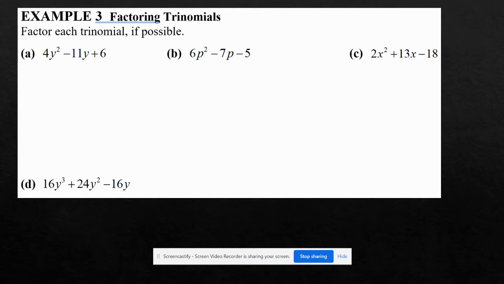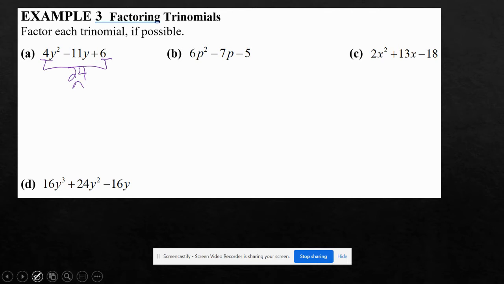Starting with example 3a, 4y squared minus 11y plus 6. Do we have a greatest common factor? In this case, no, we do not. So 4 times 6 is positive 24. We need two numbers that will multiply to positive 24 and add to negative 11.